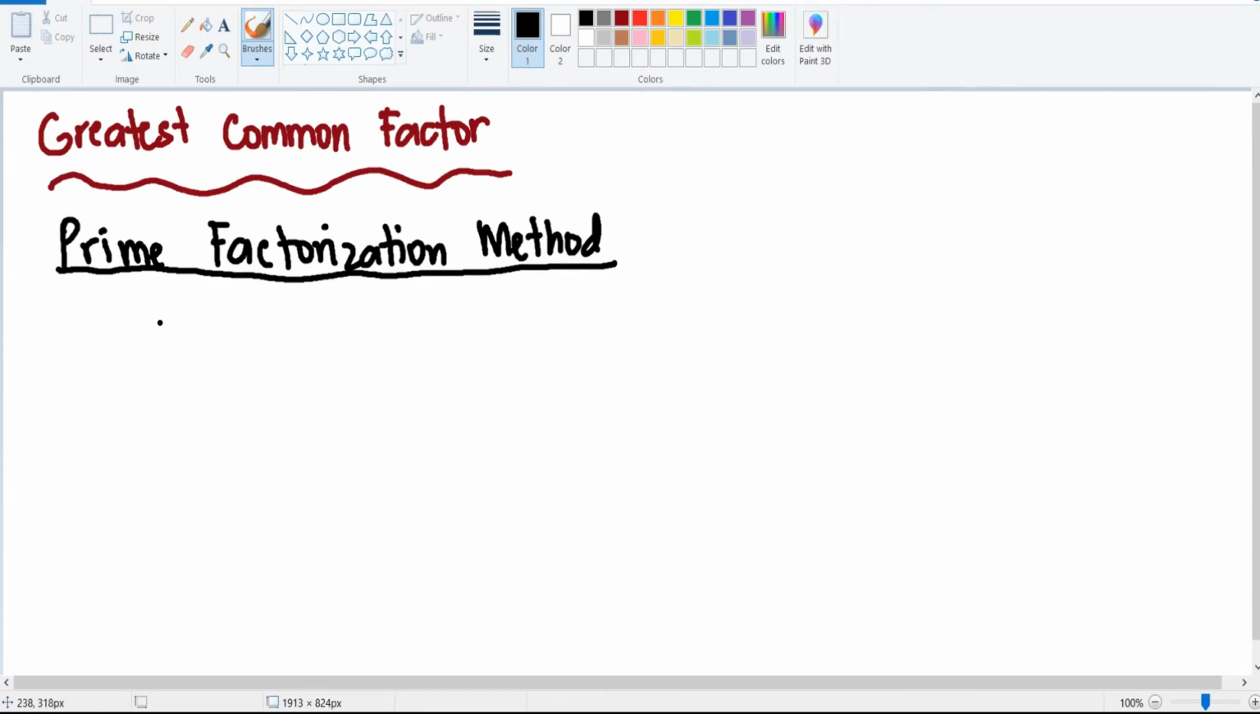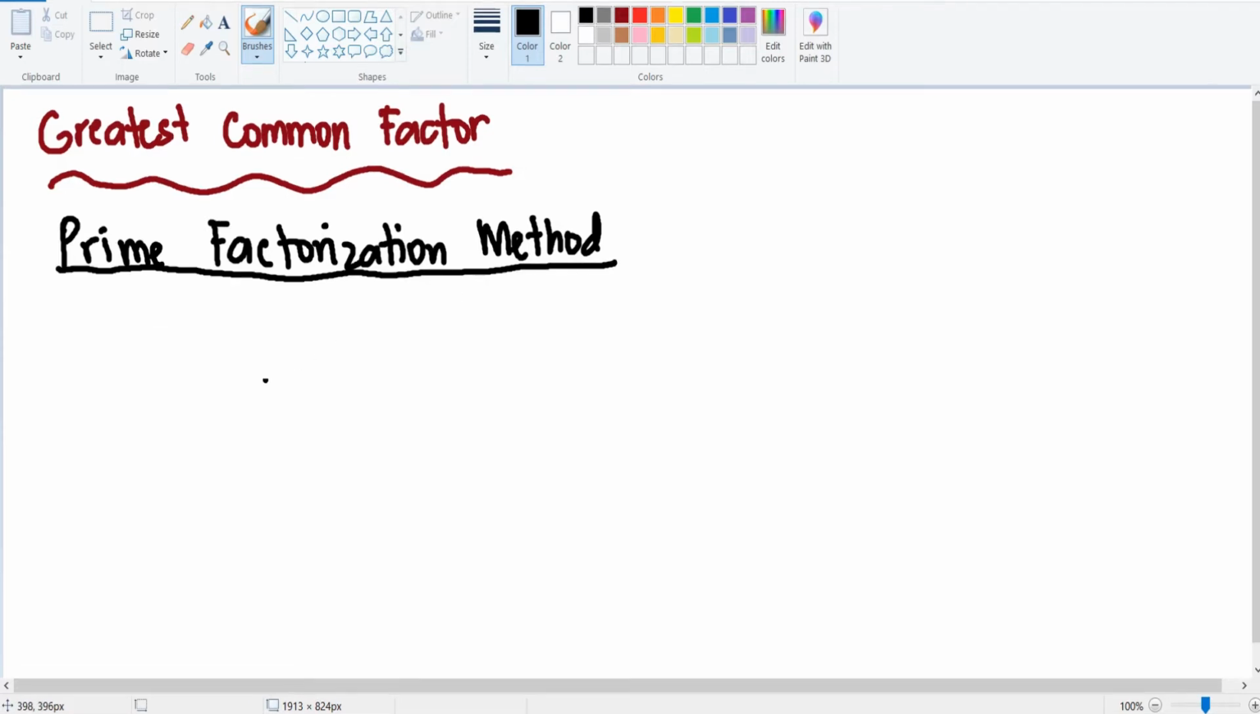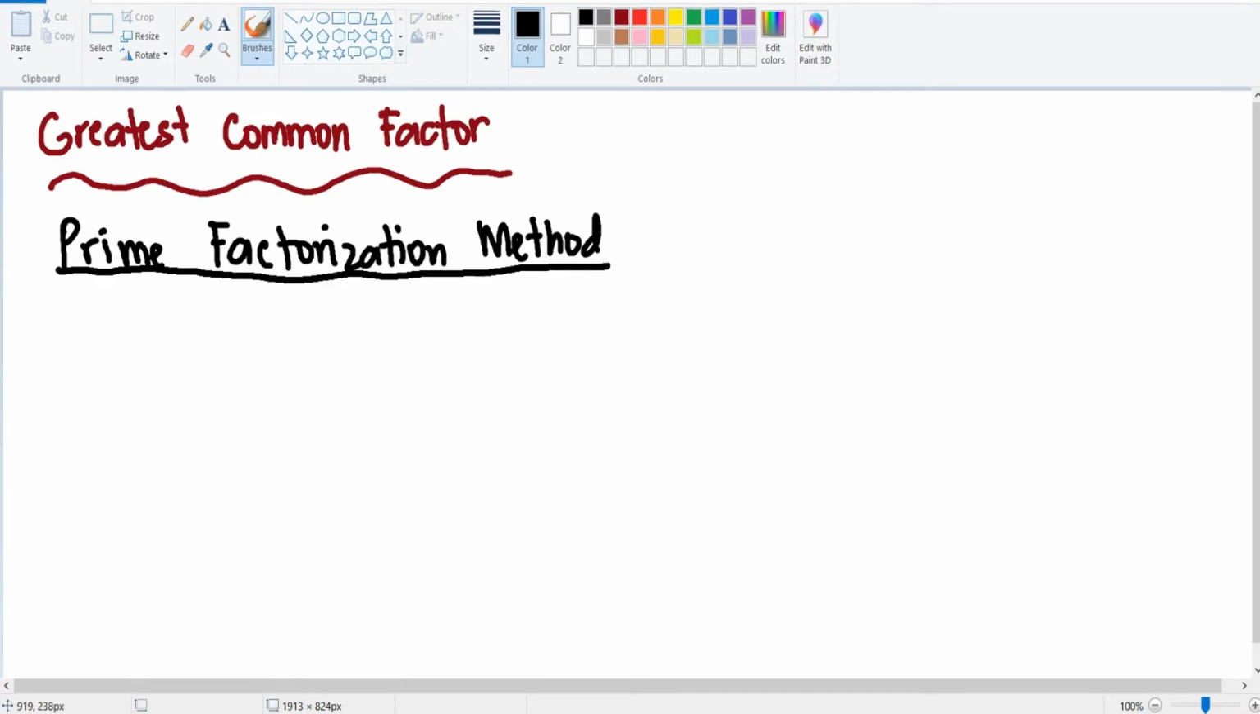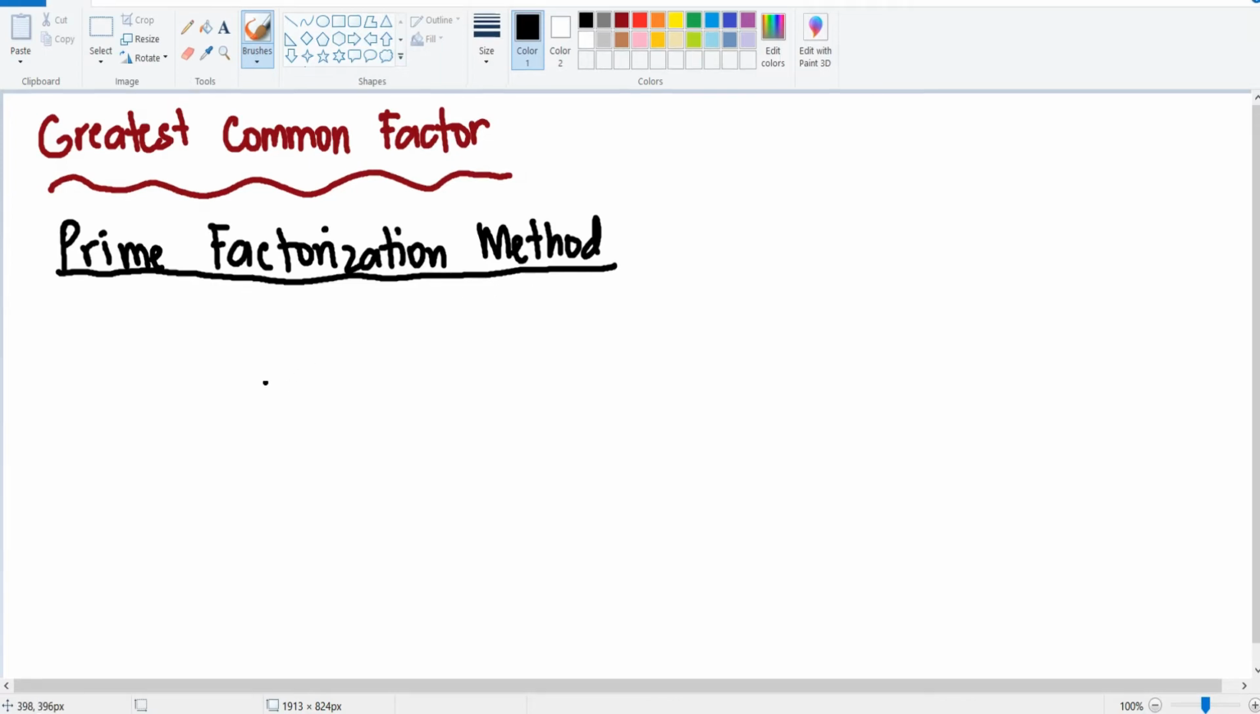So in greatest common factor, there are actually three methods that we are going to use to find the greatest common factor. We have the listing method, the prime factorization method, and the continuous division. But this time we will just use the prime factorization method and the continuous division method. So in prime factorization method, you should have a prior knowledge about prime numbers and also composite numbers because from the word itself, prime, our goal here is that all our answers should be in prime numbers. So without further ado, let us start our video tutorial.